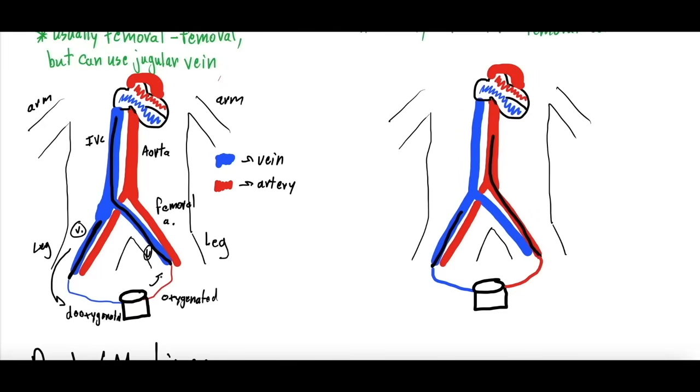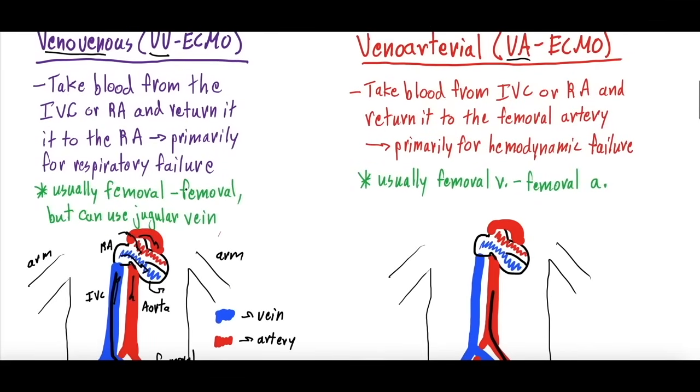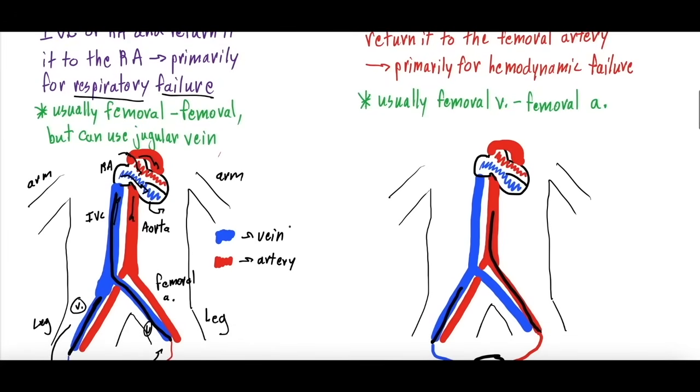It gets pumped back into the femoral vein, up into the IVC, and it's delivered to the right atrium of the heart. That blood goes from the right atrium to the right ventricle and gets pumped out into the lungs. The lungs then bring that blood back to the left side of the heart, where that oxygenated blood is pumped into the circulation through the aorta into the arteries and delivers oxygen to the body. So venous ECMO is primarily for respiratory failure. Why does that make sense? Well, what we're doing is delivering blood to the right side of the heart.